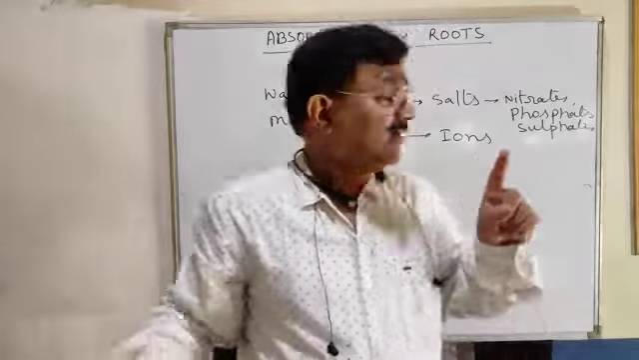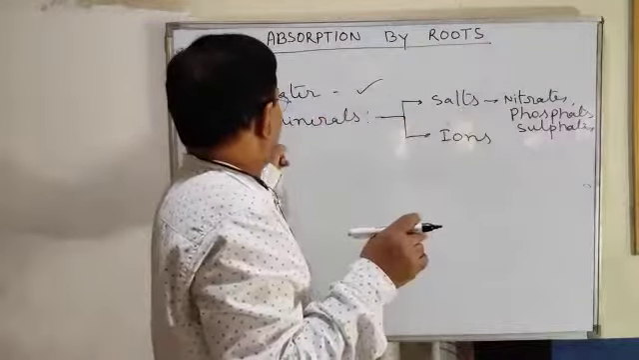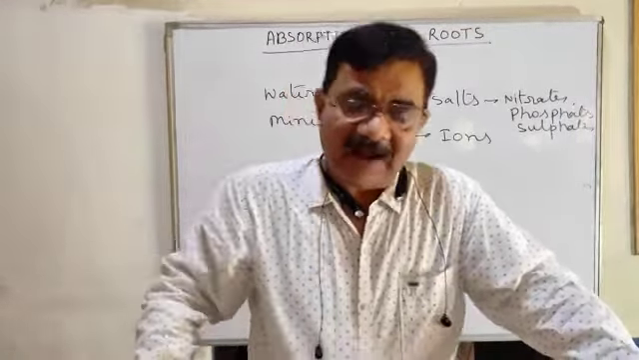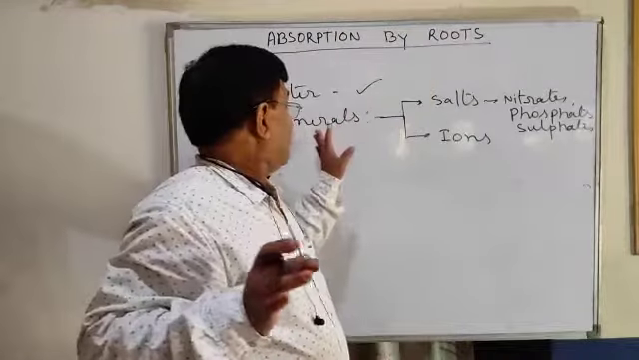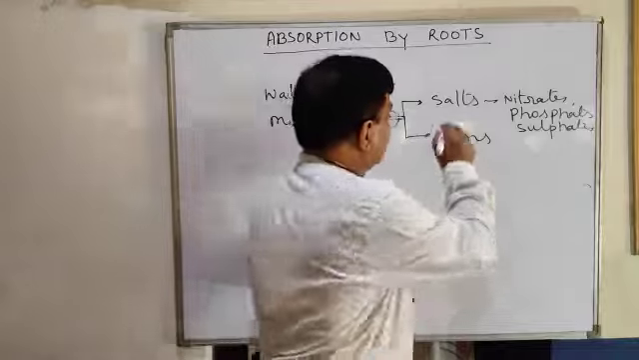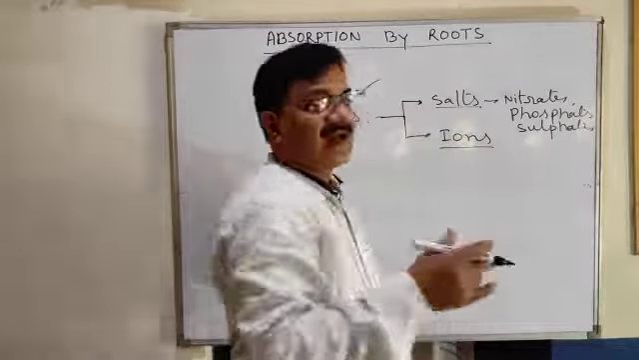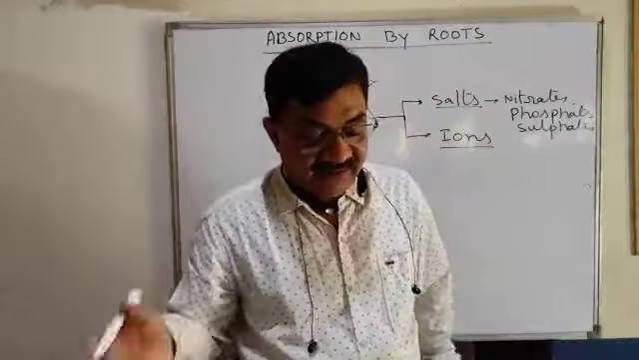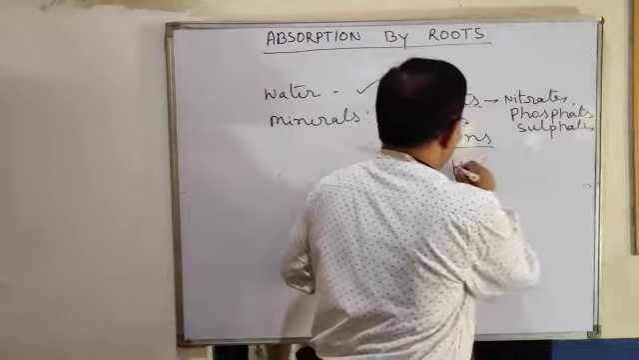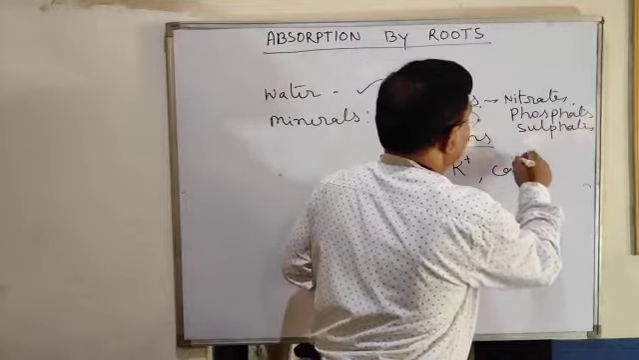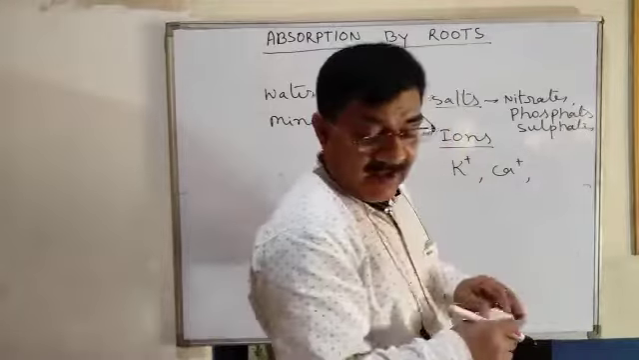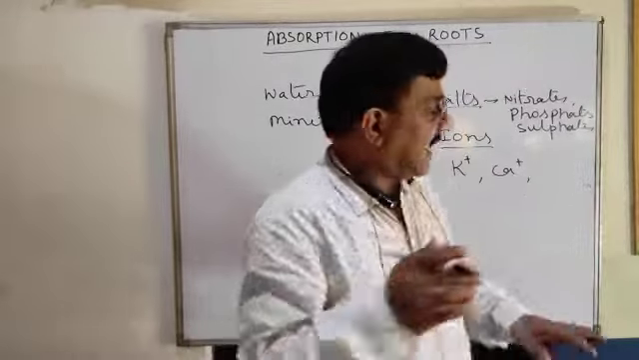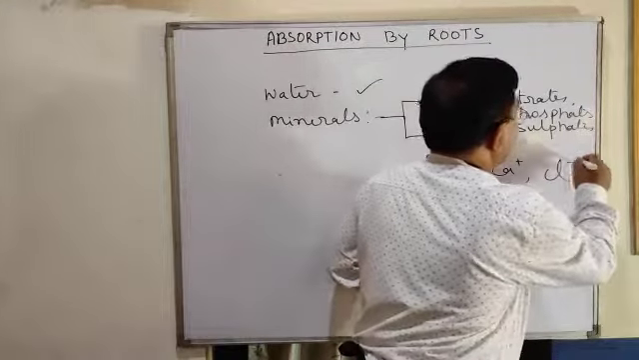Keep one thing in mind, that these salts remain dissolved in water, and with water only these salts reach the plant part. Next, minerals are either absorbed as salts or as ions. Ions you know. In chemistry you must have read about ions, and they are absorbed as potassium ion, calcium ion, or sodium ion, or sulfate ion, chloride ion.